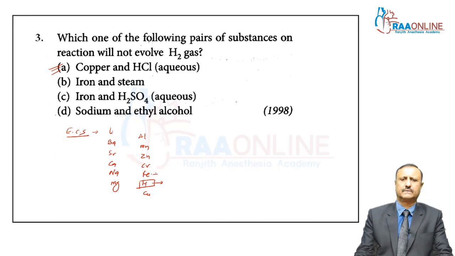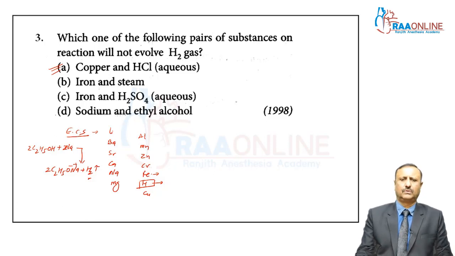So it reacts with steam to evolve hydrogen. Iron reacts with H2SO4 to evolve hydrogen, as well as ethyl alcohol and sodium. My dear students, ethyl alcohol C2H5OH and sodium metal Na. When ethyl alcohol reacts with sodium metal, 2 moles of ethyl alcohol react with 2 moles of sodium metal to form, my dear students, 2 C2H5ONa, sodium ethoxide, and H2 molecules are evolved. So hydrogen is also evolved when ethyl alcohol reacts with sodium metal.